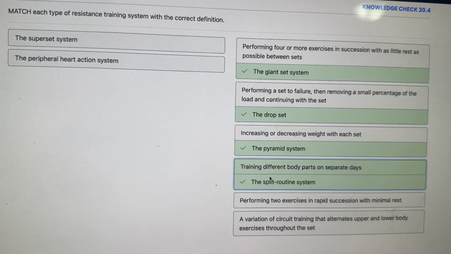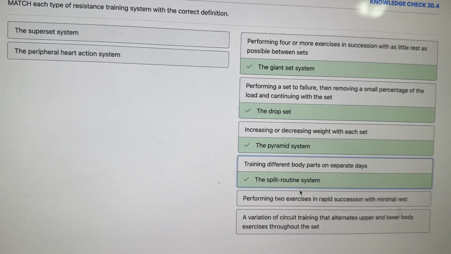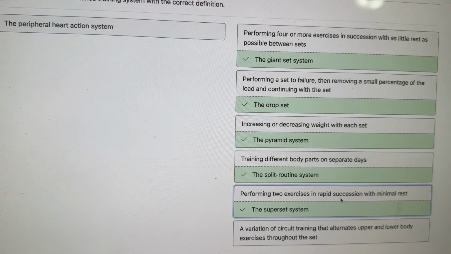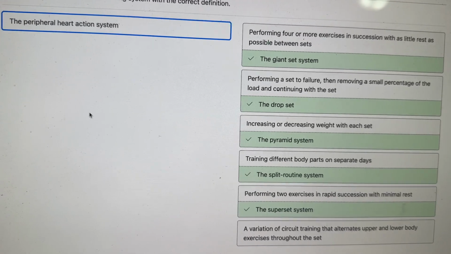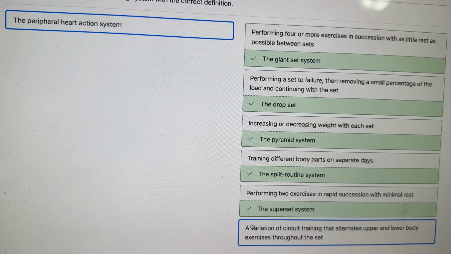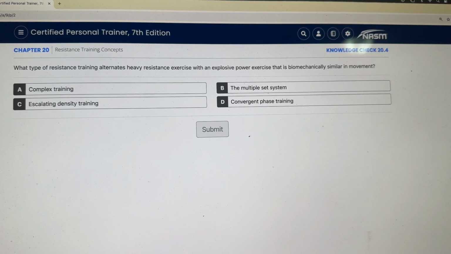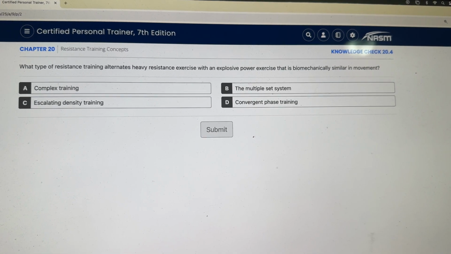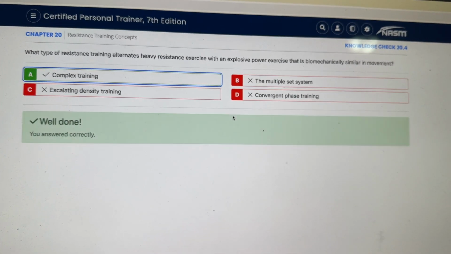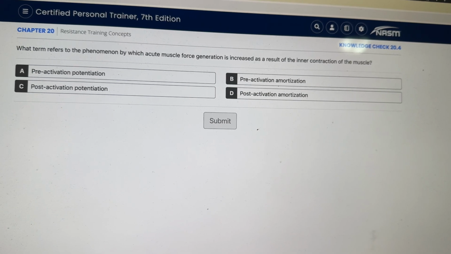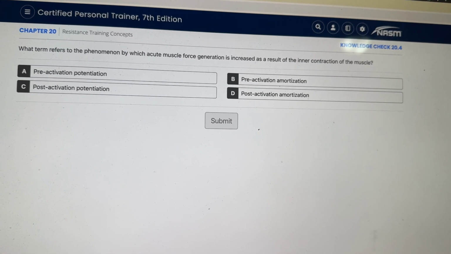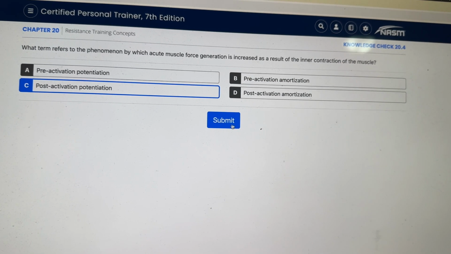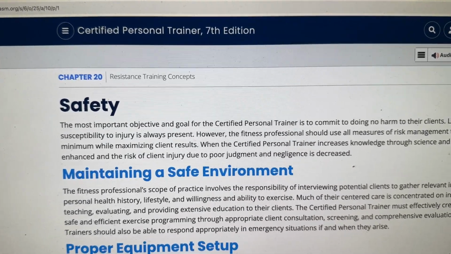Training different body parts on separate days: split. Performing 2 exercises in rapid succession with minimal rest: superset. A variation of circuit training that alternates upper and lower body exercises throughout the set: the peripheral heart action system. What type of resistance training alternates heavy resistance exercises with an explosive power exercise that is biomechanically similar in movement? Complex training. What term refers to the phenomenon by which acute muscle force generation is increased as the result of the inner contraction of the muscle? Post-activation potentiation.